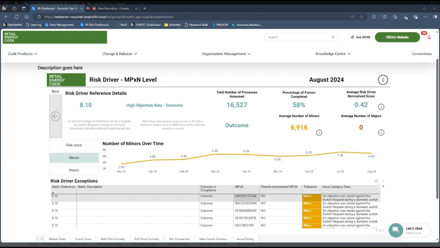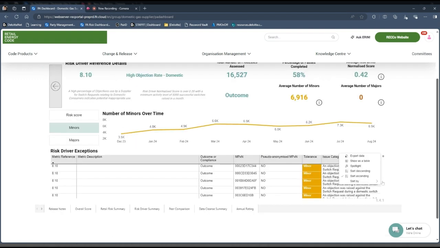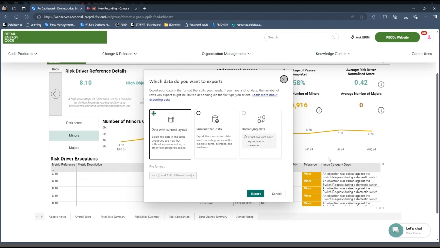Overall, the main thing I would like to do on this tab, now that I know I'm over threshold, is actually download this data so I can then provide it to members of my team to investigate further. To do this, I simply go to the top right of this visual, select more options, export data, export, and then I can provide it to other members of my team.